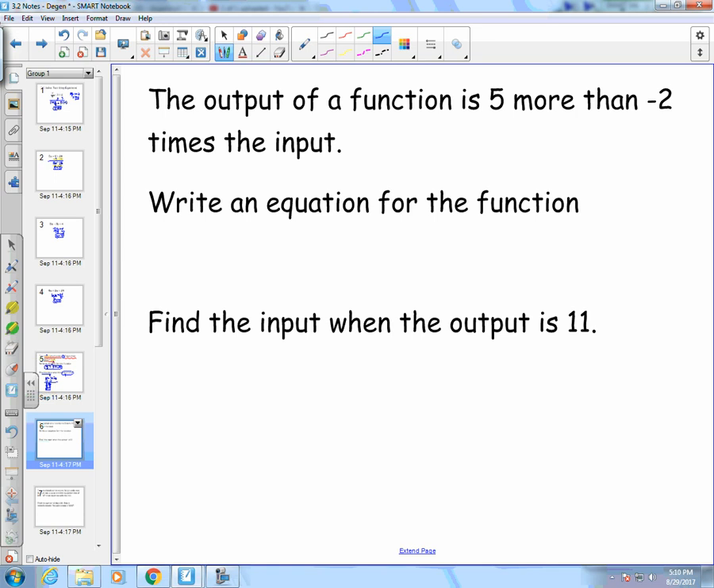Let's do another one. The output of a function is 5 more than negative 2 times the input. You try to write the equation. Stop the video, you try it.